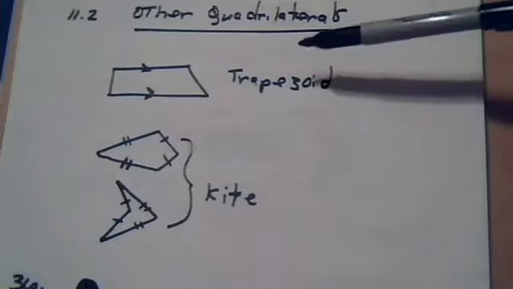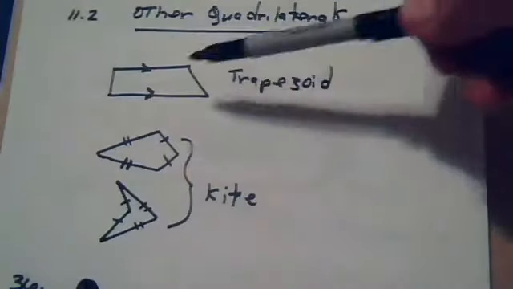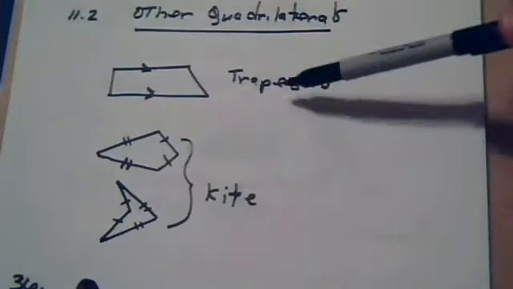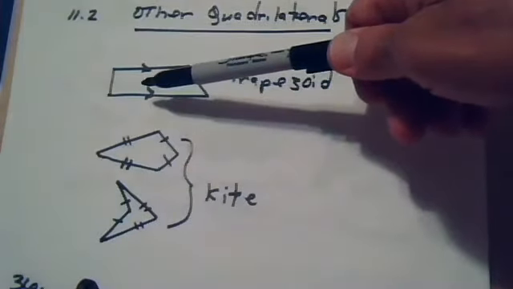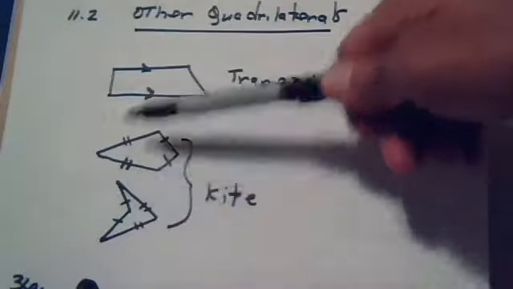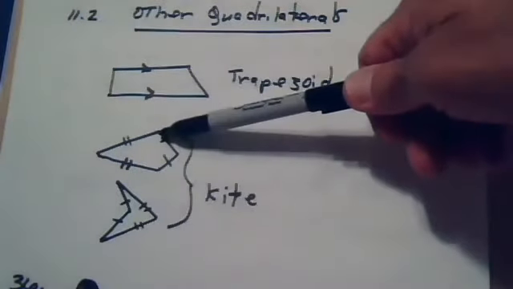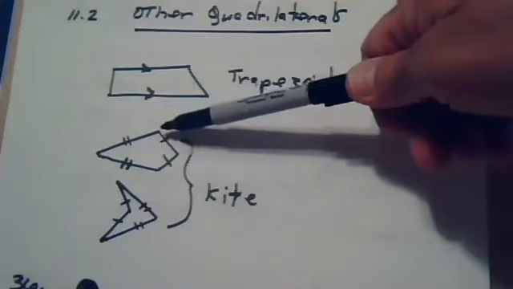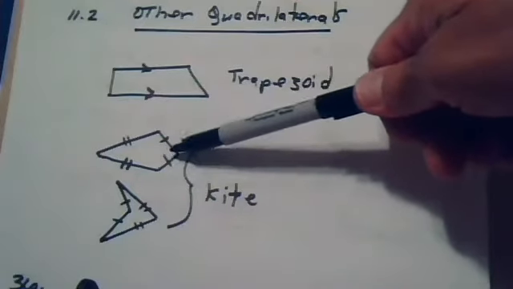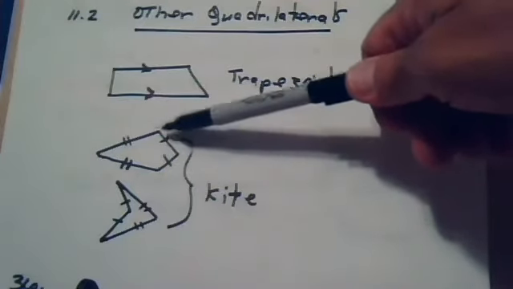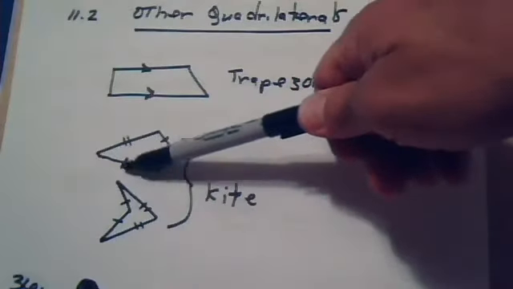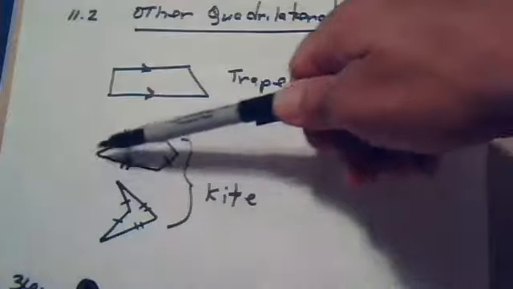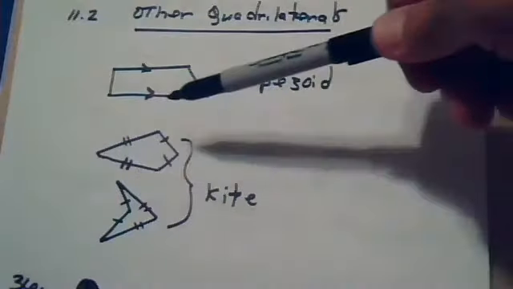These are other quadrilaterals. Notice there's 4 sides to each of these figures. A trapezoid has at least a pair of parallel sides. And these 2 are kites. Notice the kites have congruent, adjacent, consecutive sides. So these are consecutive sides, one after the other. They're congruent. This side is consecutive to this side. They're consecutive sides, and they're congruent.